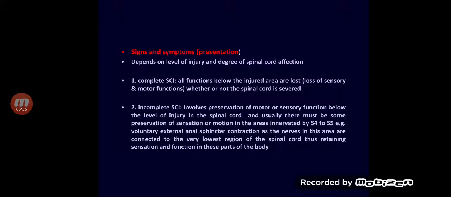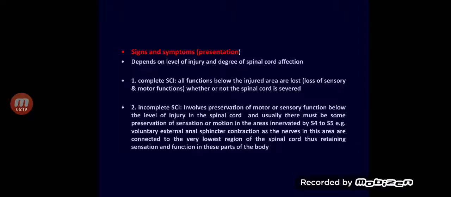So, what are the signs and the symptoms? It depends on the level of the injury and the degree of the spinal cord being affected. Complete spinal cord injury means that all the functions are affected and lost, that is the sensory and the motor. Incomplete spinal cord injury involves the preservation of the motor or the sensory function below the level of the injury in the spinal cord.